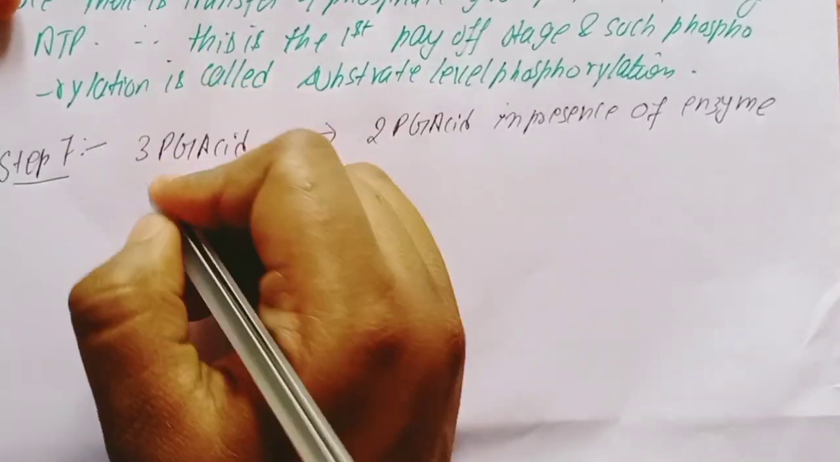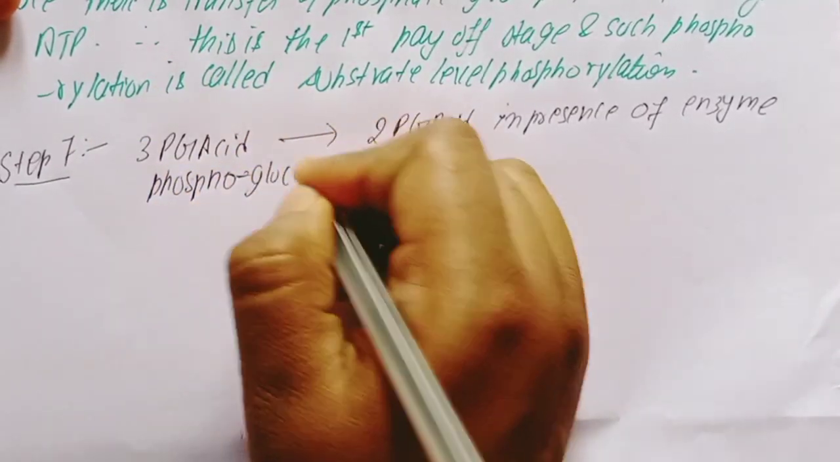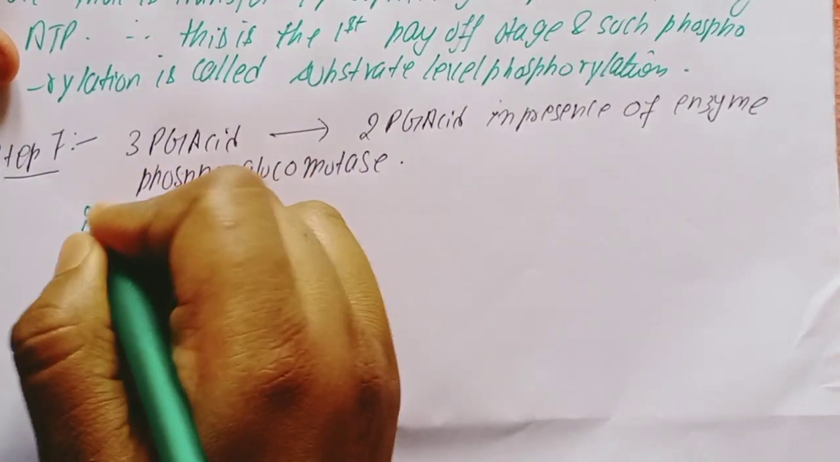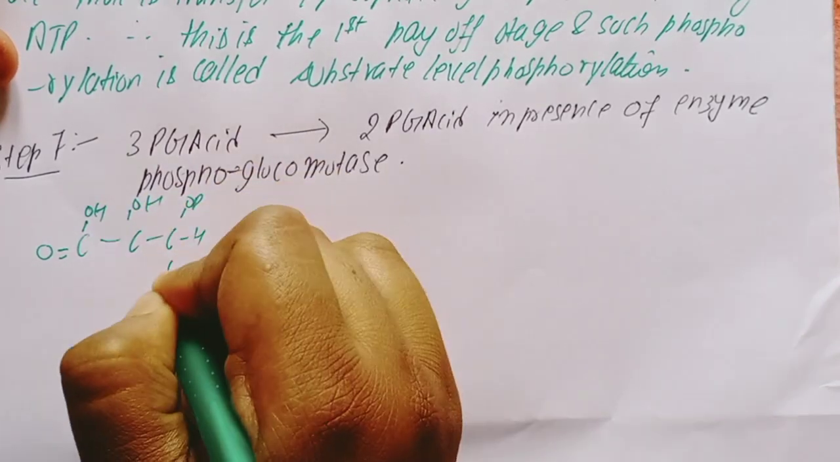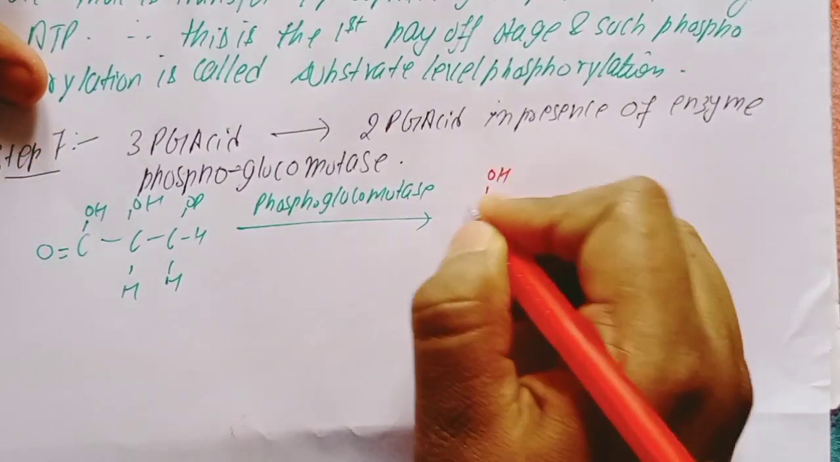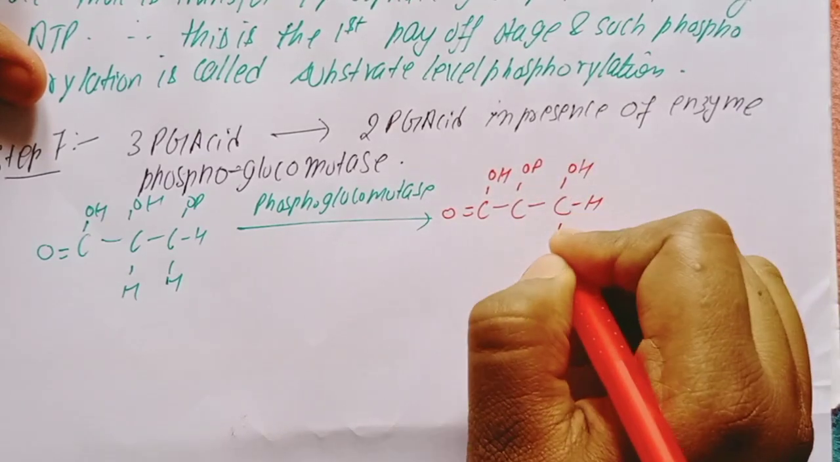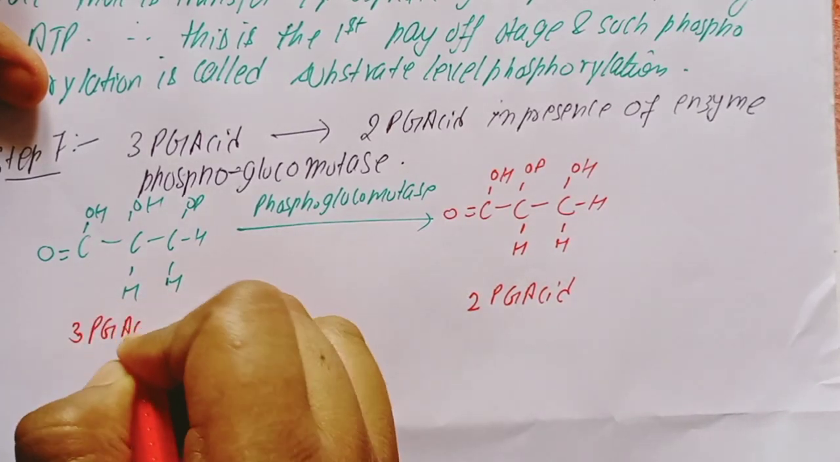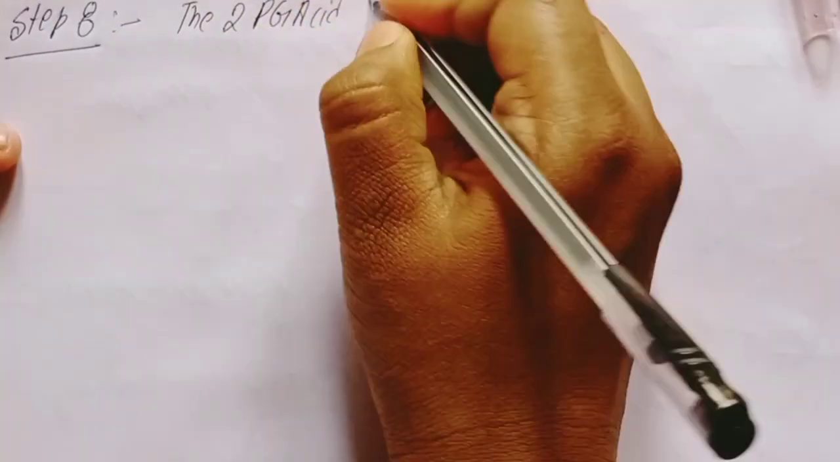So, step 7. The remaining phosphate ester linkage in 3-phosphoglycerate, which has a relatively low free energy of hydrolysis, is moved from carbon 3 to carbon 2 to form 2-phosphoglycerate. Simply, it means that the 3-phosphoglyceric acid converts into 2-phosphoglyceric acid, in the presence of the enzyme phosphoglyceromutase. Very simple step.